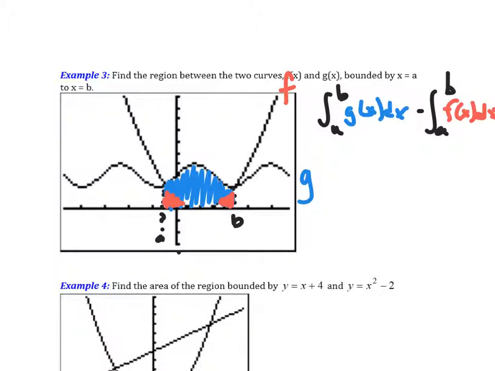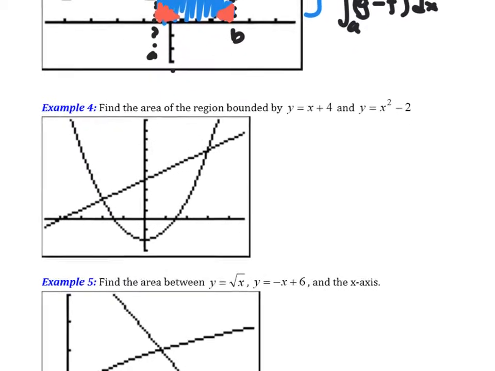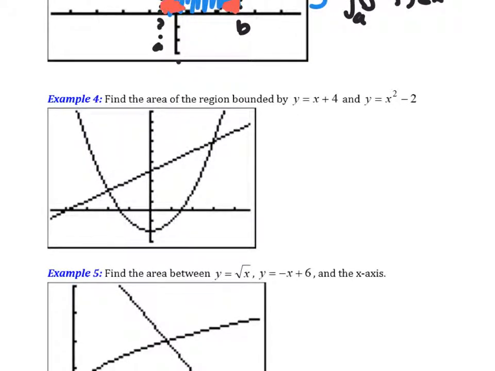Now could I make that more compact? Absolutely. You're going to take the upper function minus the lower function dx. So let's look at an example. If I want to find the area of the region bounded by these two, which of those two is the upper function? Well, the upper function would be the linear function.